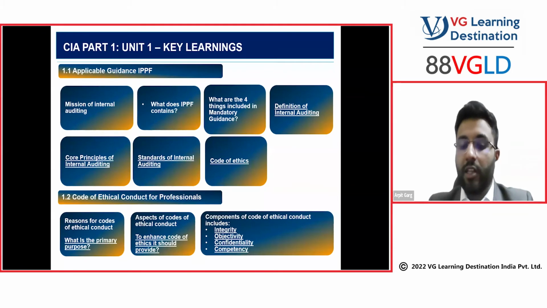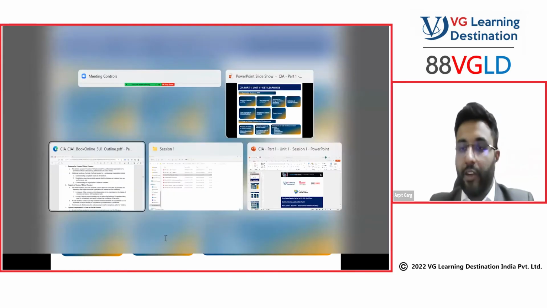And then we are going to cover the components or elements of the code of ethical conduct. That's just the four components, the four elements of the code of ethics: integrity, objectivity, confidentiality, and competency. So we'll understand that in brief. Let's quickly start with coverage of the GLEM content.